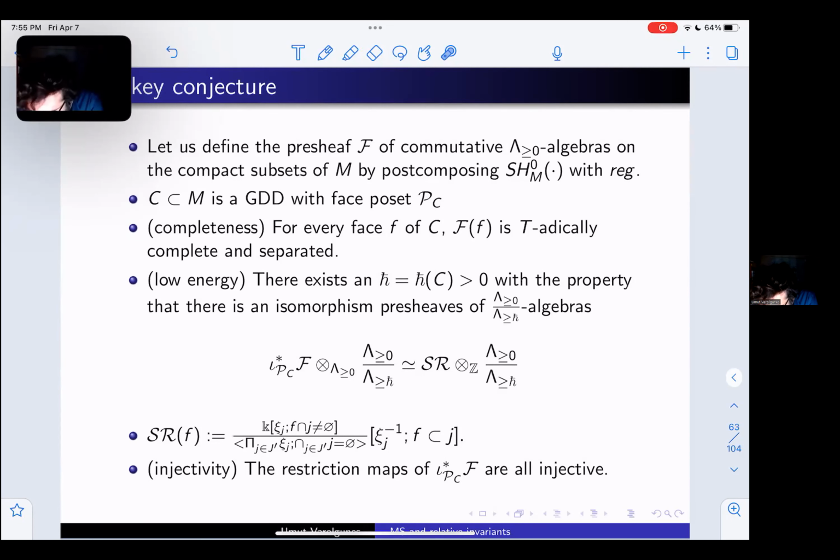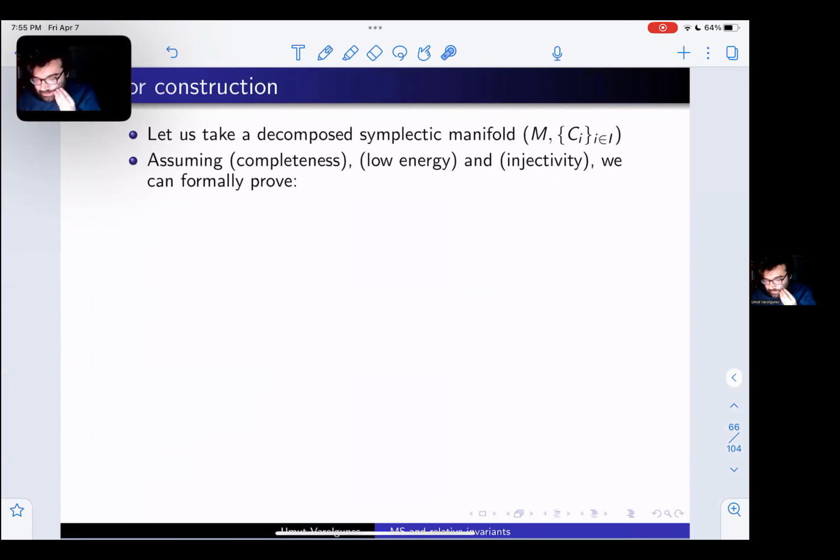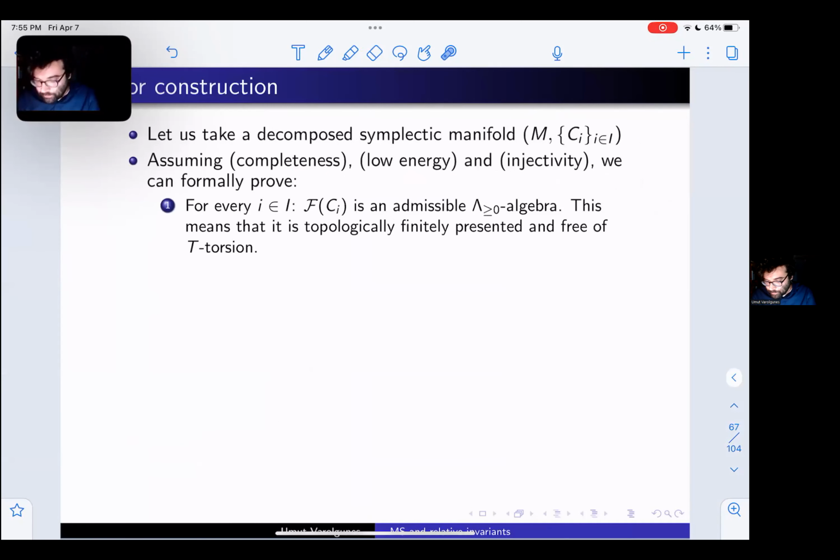Okay, so maybe let me also say, I think everyone already guesses what the construction is, but I just want to point out that, unless I'm missing something, if you assume these three properties, which I claim can be proven, they're very provable properties from a Floer theory viewpoint, then you can formally prove the following: that these regularized relative symplectic cohomology in degree 0 algebras are actually admissible algebras, which means they are topologically finitely presented, and by definition they don't have any torsion. But the key point is this topologically finitely presented. I mean, even just finitely generated.